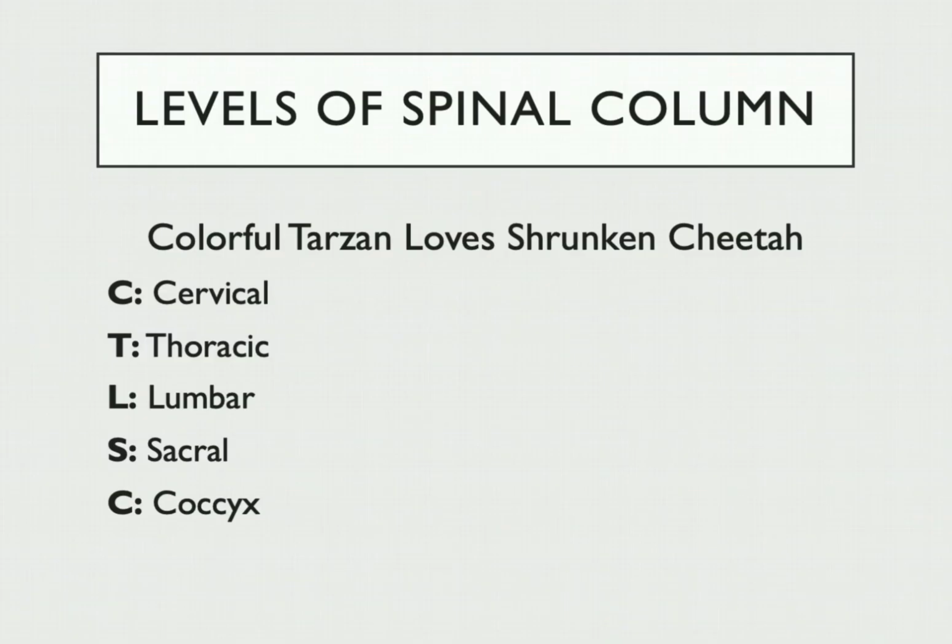So, for the levels of the spinal column, we have the phrase "Colorful Tarzan Loves Shrunken Cheetah." C is for cervical, T for thoracic, L for lumbar, S for sacral, and C for coccyx.